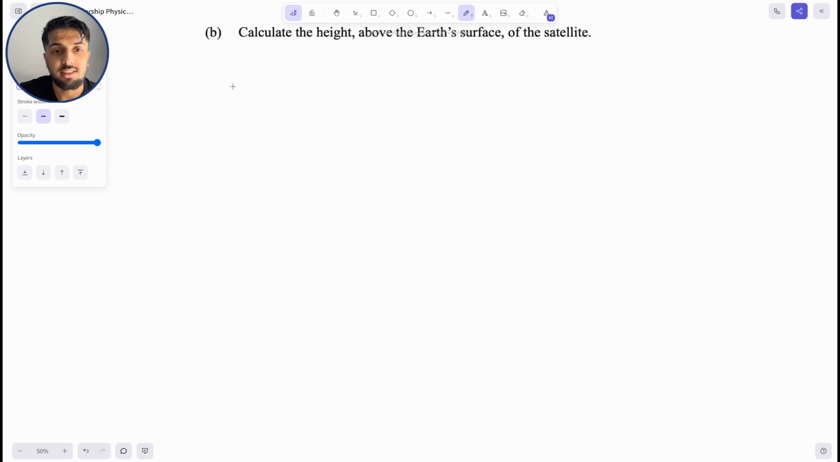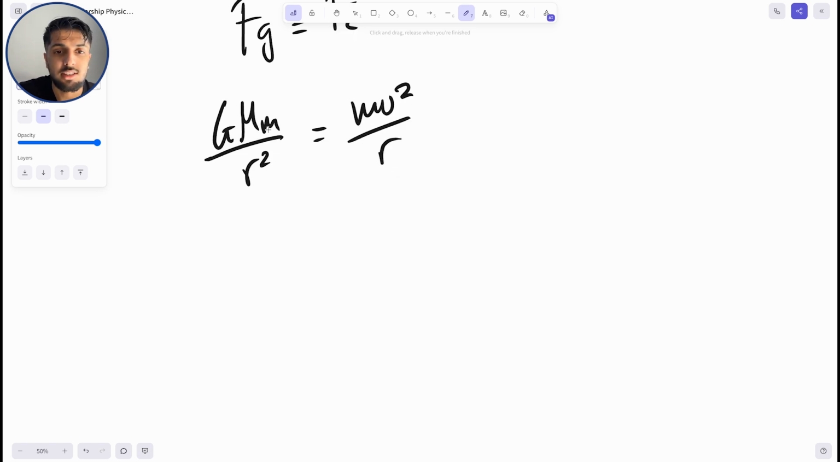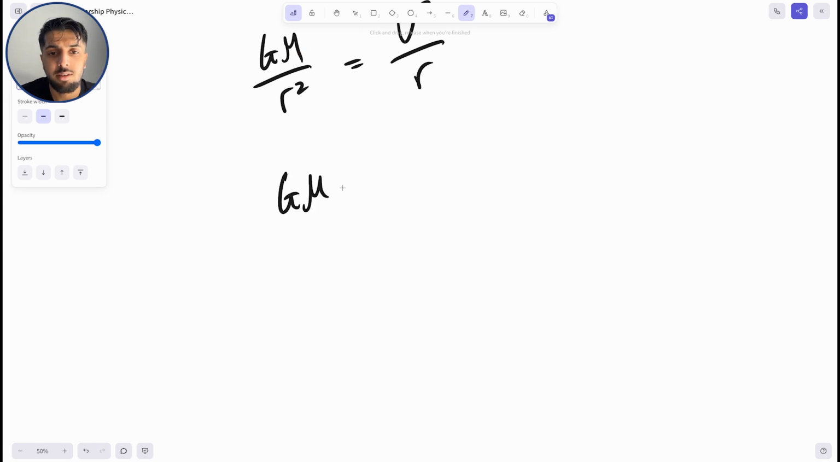So we know that our Fg provides our centripetal force, and therefore G big mass times little mass all over our r squared is equal to mv squared over r. We can cancel out our little m's on both sides, and we get G big mass all over r squared is equal to v squared over r. And therefore Gm is equal to v squared r. Now we're going to park this here for now.